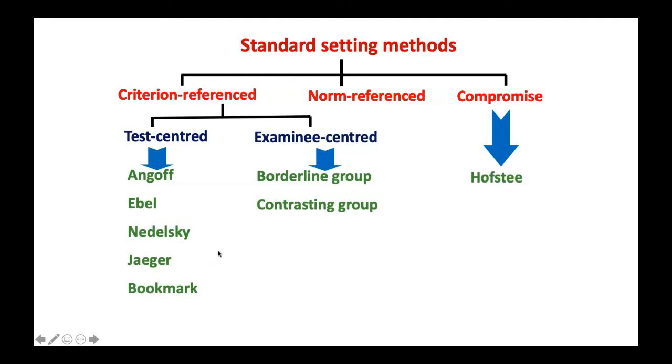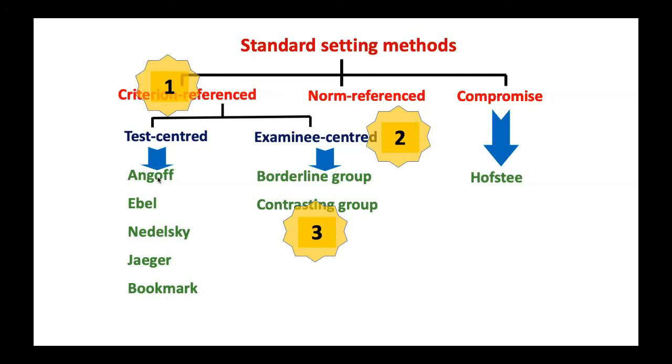Now, once we decide the pass mark, we can decide whether to set a pass mark for each item or for the entire exam. So we need to first decide whether it's criterion reference, norm reference, or compromise. If it is criterion reference, we need to decide whether it's test centered or examiner centered, and then we need to go for the individual method. Now, these decisions are human decisions. They are not even assisted by a computer or software. But once we decide, okay, we are going to run Angoff, then again, the estimates are examiner estimates.